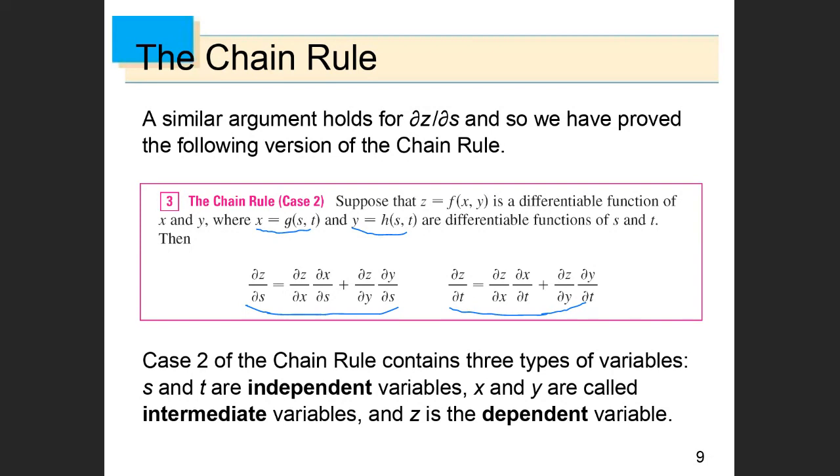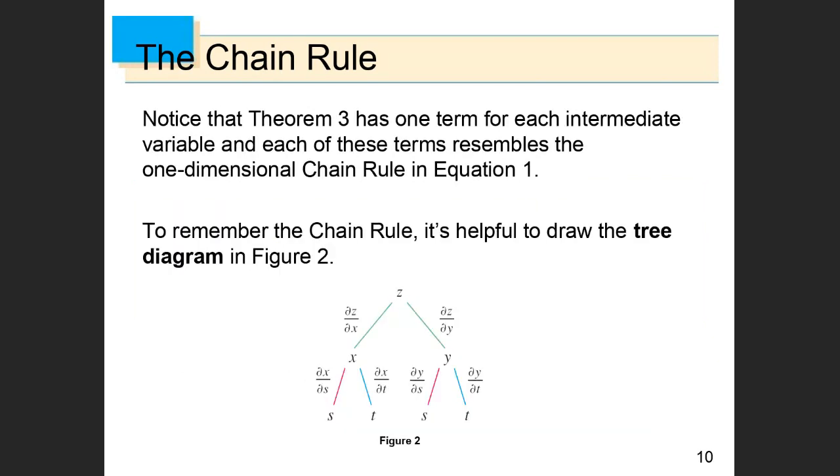So you see that case 2 of the chain rule contains three types of variables. s and t are, at the end of the day, independent. x and y are intermediate variables because they are used just to find the value of the dependent variable, which is z. Okay, just from a terminology point of view. Okay, so this is like a kind of a tree diagram.